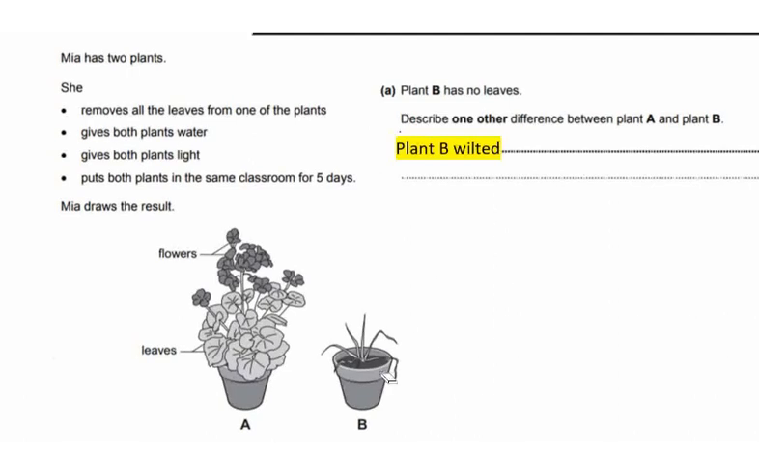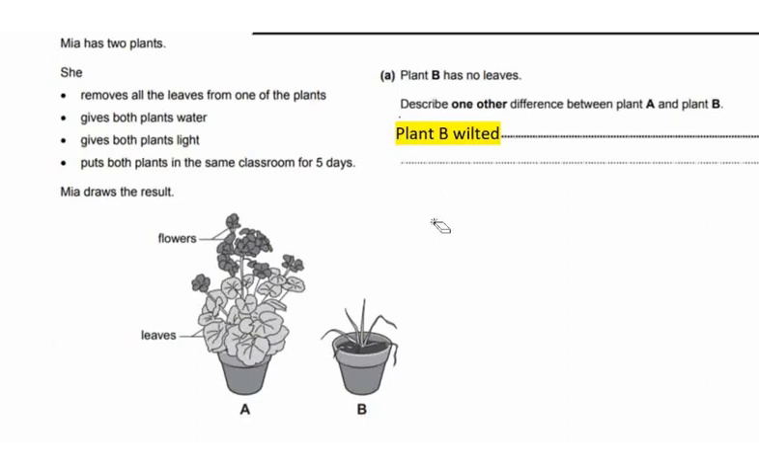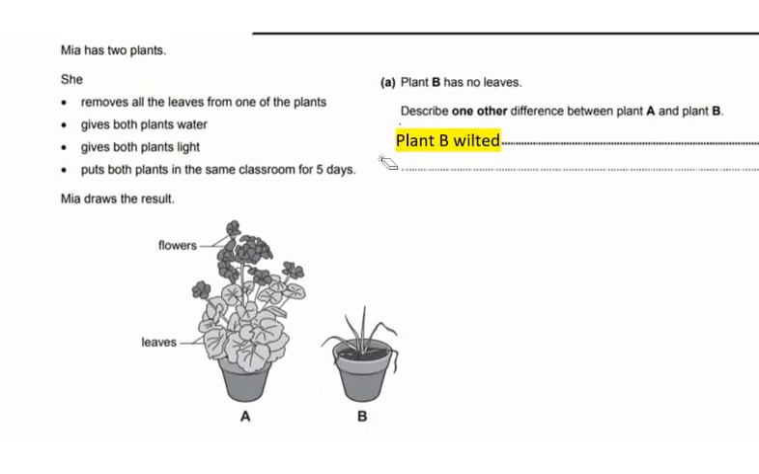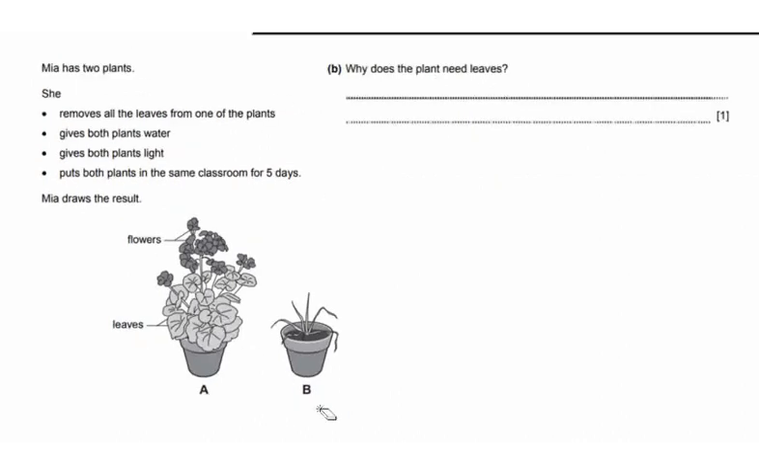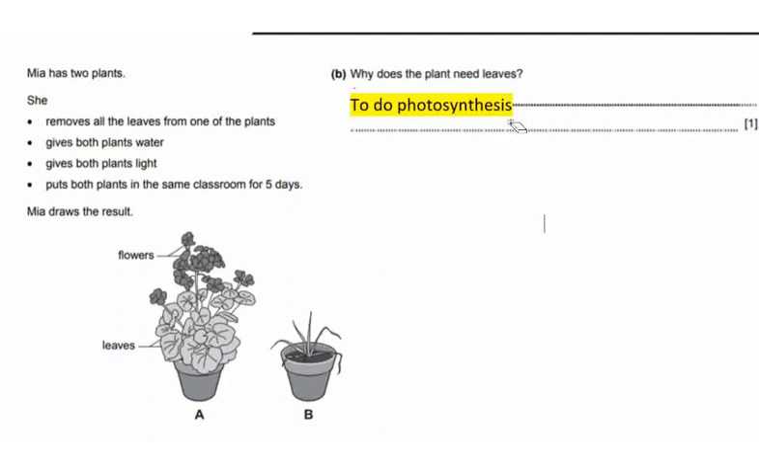From the picture, you can see that plant B wilted. That will be the answer. Next question. If you have any other alternative answer, you may write down in the comment section. We'll surely reply to you. Next, question B. Why does the plant need leaves? Well, the answer is to do photosynthesis, as leaves contain chlorophyll, and it is able to capture sunlight for the photosynthesis process.